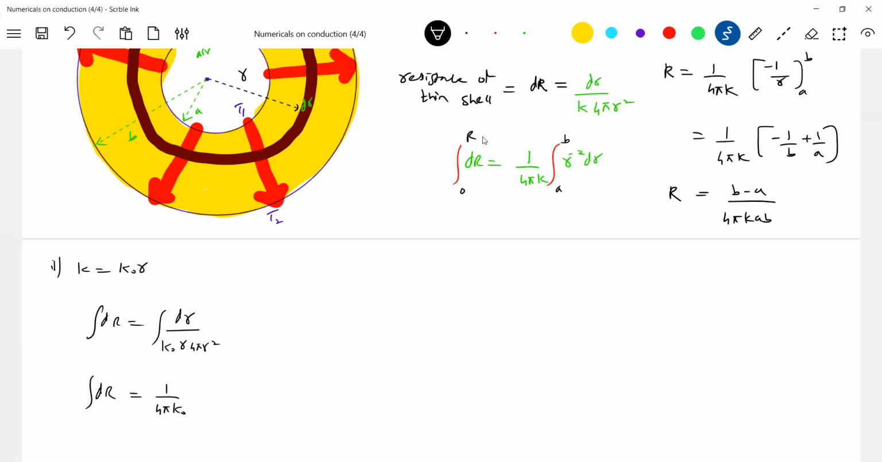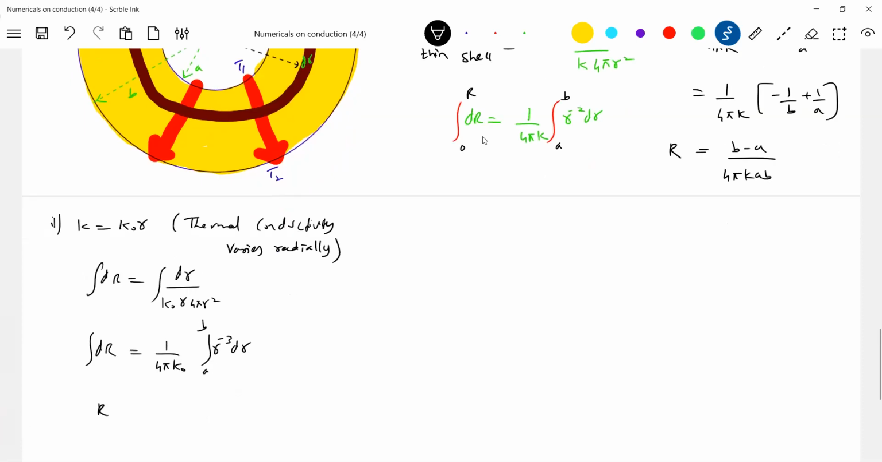4 pi k naught, limit will be a to b. The k can be variable also. K we took uniform. Here I brought k variable. Thermal conductivity varies radially. Okay, now what is the mathematics?